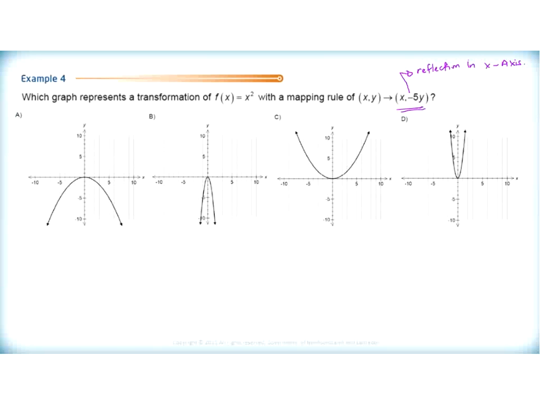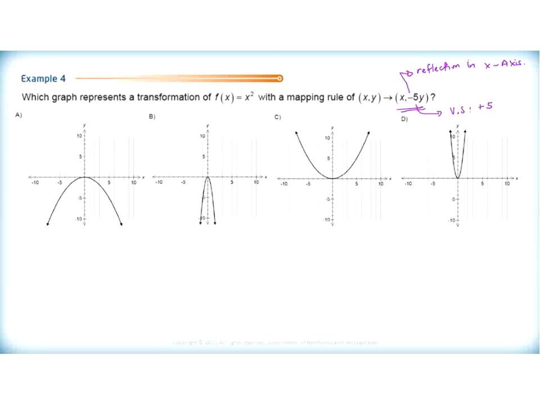And of course, the 5 represents a vertical stretch of 5. Vertical stretch of 5. So we're looking for a graph that has a reflection in the x-axis and stretched vertically by a factor of 5.